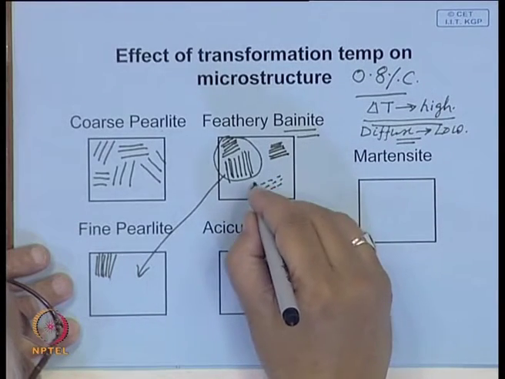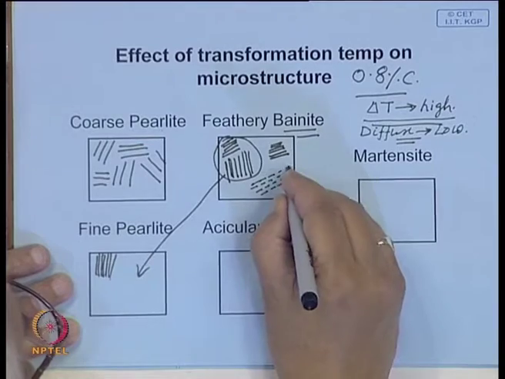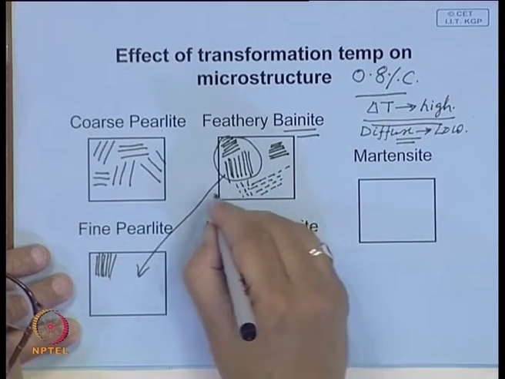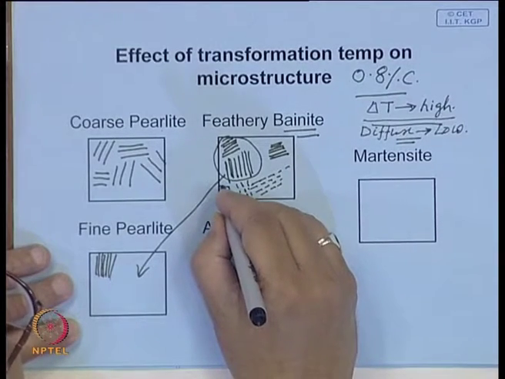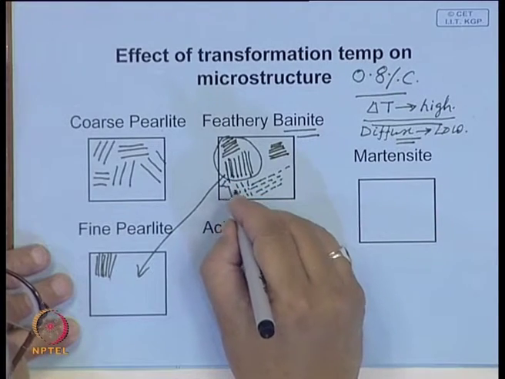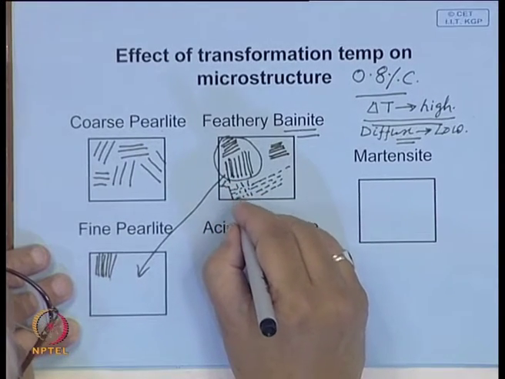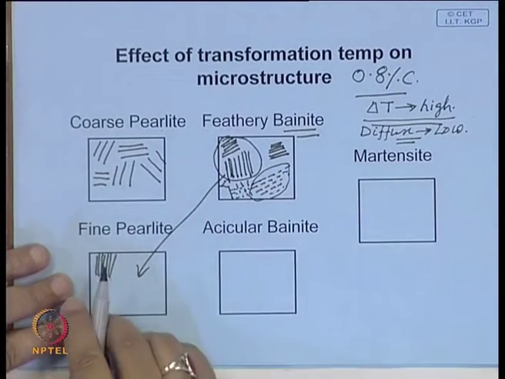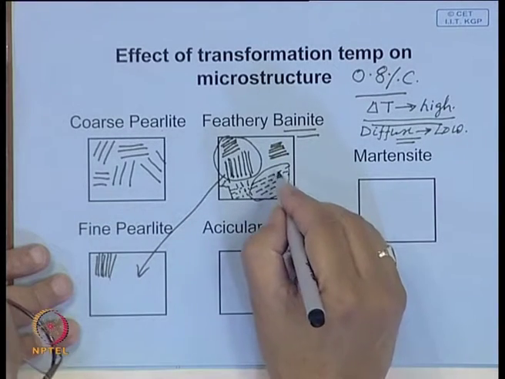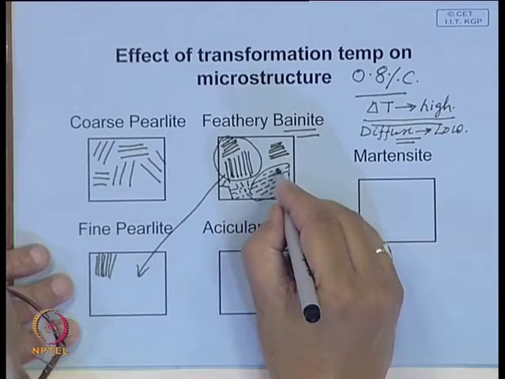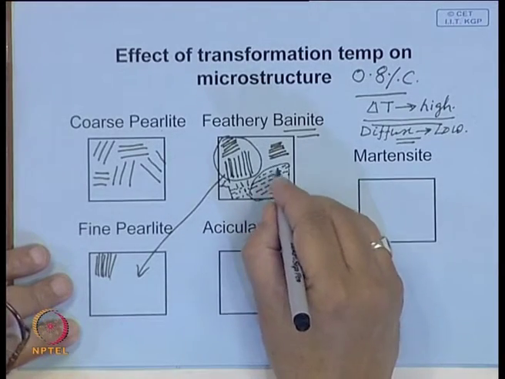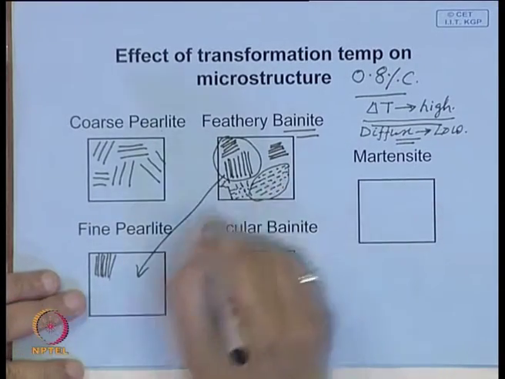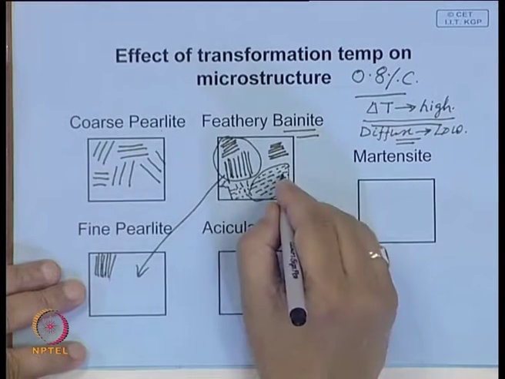So, you may have this kind of structure. These platelets will all originate from nucleation at the grain boundary, and these plates will be very fine, impossible to see under an optical microscope. So, in the rest of the portion, you will have such fine broken platelets of cementite in a ferrite matrix. This will be the structure, and since it is much finer than fine pearlite, it is stronger.